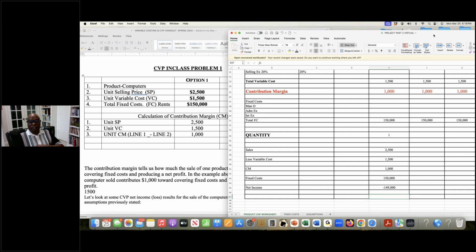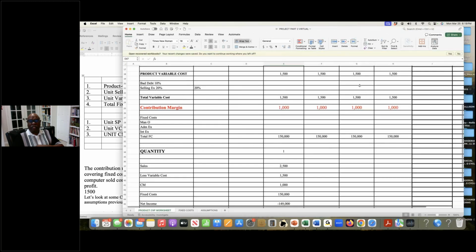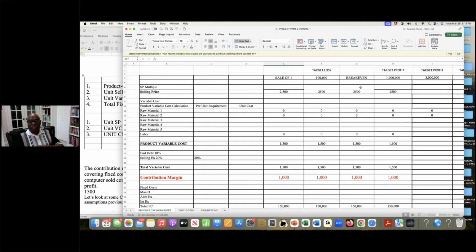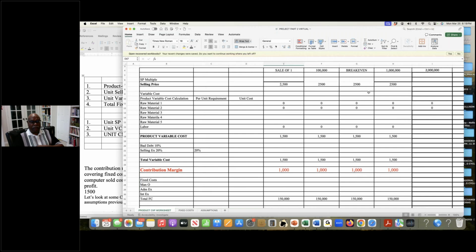How many do you have to sell to break even? So that's our third column, break even. And notice the top information is the same. It's not changing because we didn't change anything.